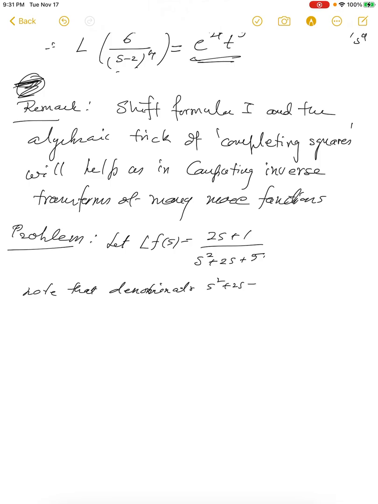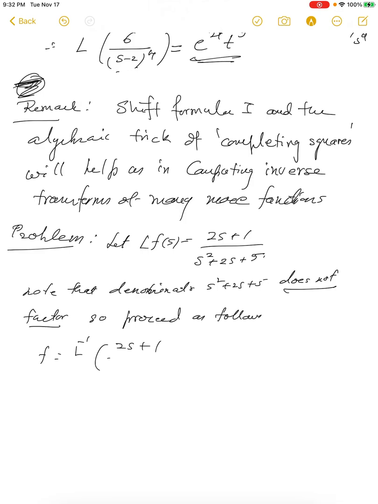This is where you will use shift formula 2. So if the denominator factors, then you will use the trick of partial fractions. If it doesn't factor, we'll use the trick of completing squares. So we proceed as follows. Now we are looking at f, which is L inverse of, so partial fractions cannot be done here because the denominator is irreducible quadratic.